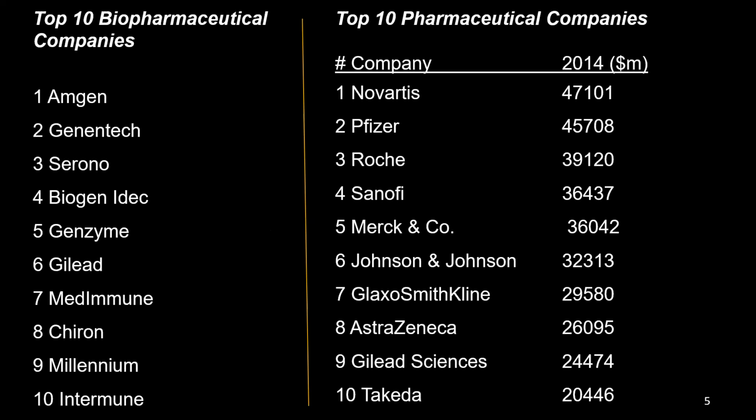These are some top pharmaceutical companies which manufacture drugs. You can see on the right hand side, Novartis, Pfizer, Roche, Sanofi, Merck, Johnson and Johnson, GSK, AstraZeneca. Look at the sales. It's a very big number, billions of dollars.